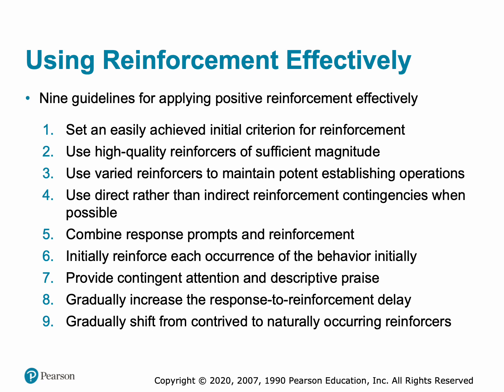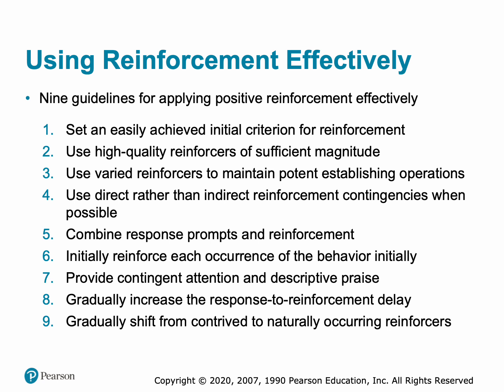All right, so lastly, to finish off chapter 11, we're going to talk about how to use reinforcement effectively. Number 1 is that you want to set an easily achieved initial criterion for reinforcement. This is something that I really want to emphasize. I think it is crucial for any intervention that you are carrying out to always set your criterion below what that person can currently achieve.